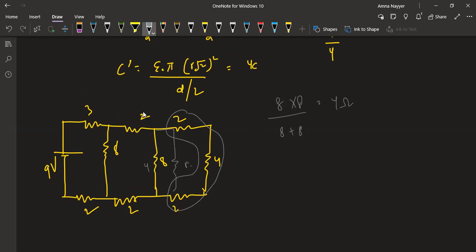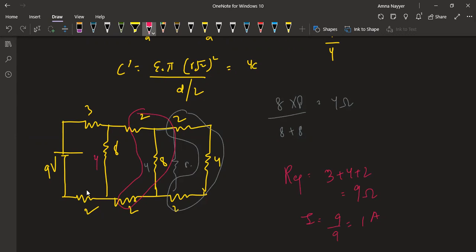Then again this will become, see here, this will become 2, 4 and 2. All these parts will become 2, 4, 2. Same thing, you will get 4 ohm back here. Right, so 4 plus 3 plus 2, equivalent resistance of the circuit is 3 plus 4 plus 2, that is equal to 9 ohms. So current is 9 by 9, that is 1 ampere.